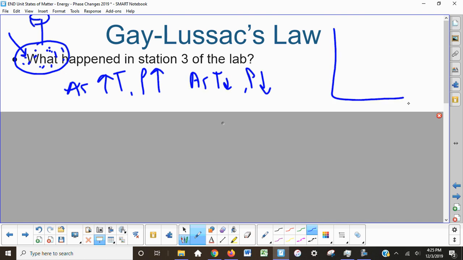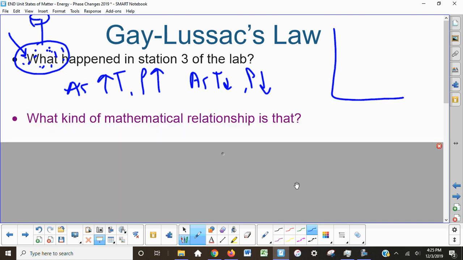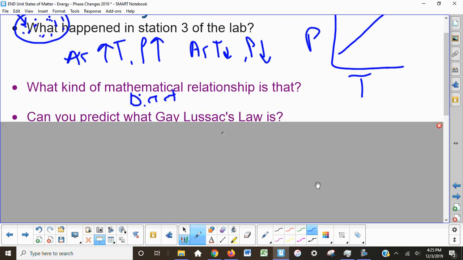That is, again, a direct mathematical relationship. As one variable goes up, the other goes up. So graphically, it would be a linear line.